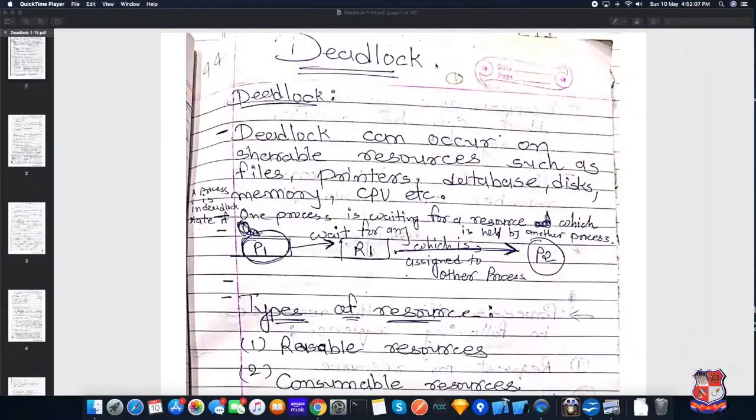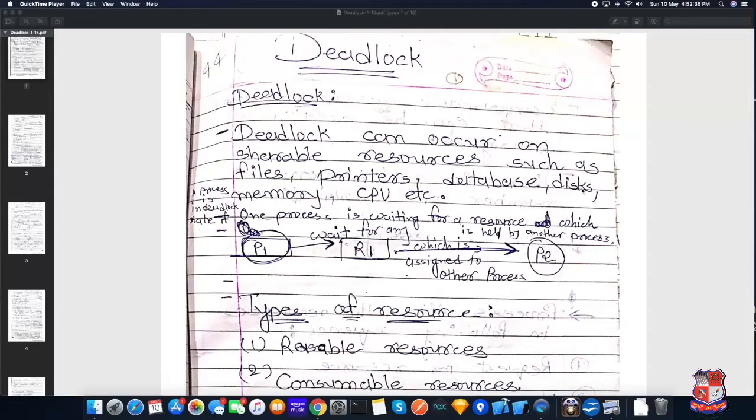I am going to teach the new concept of operating system: deadlock. I will also explain what is deadlock, classification of deadlock, and what is banker's algorithm. Then, what is deadlock? First of all, the deadlock can occur on shareable resources such as file, printers, database, disk, memory, CPU, etc.